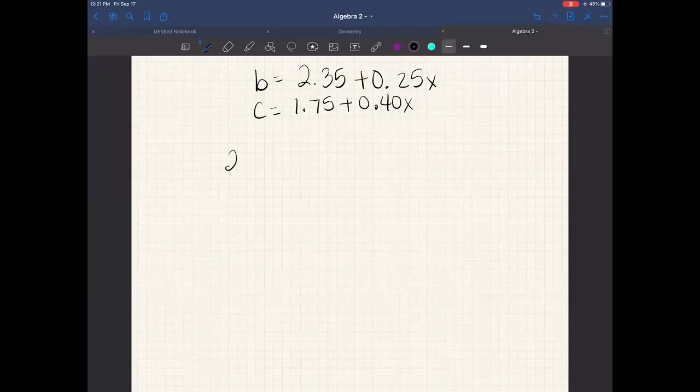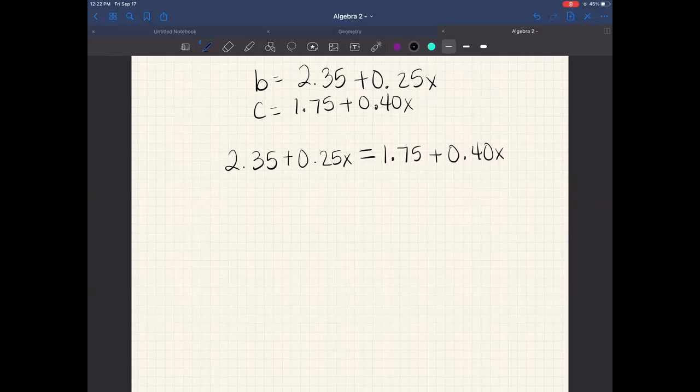So I'm going to do 2.35 plus 0.25x equals 1.75 plus 0.40x. Do we see why? I'm looking for when the prices were equal. So in order for me to find out when the prices were equal, I need to set my two equations equal to each other. Okay.